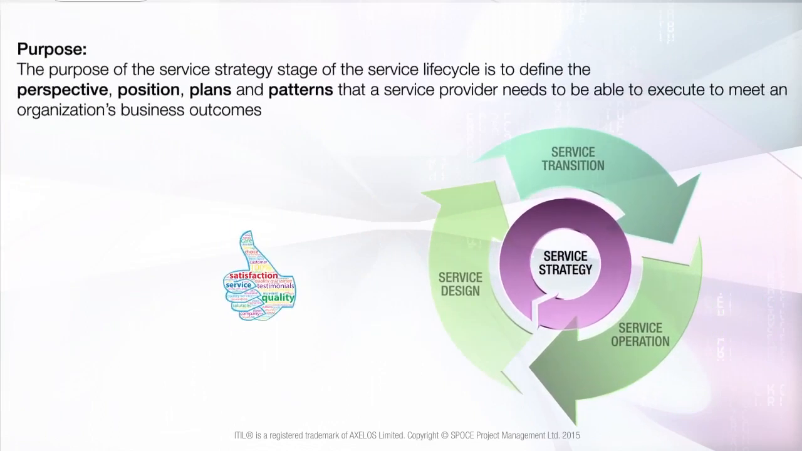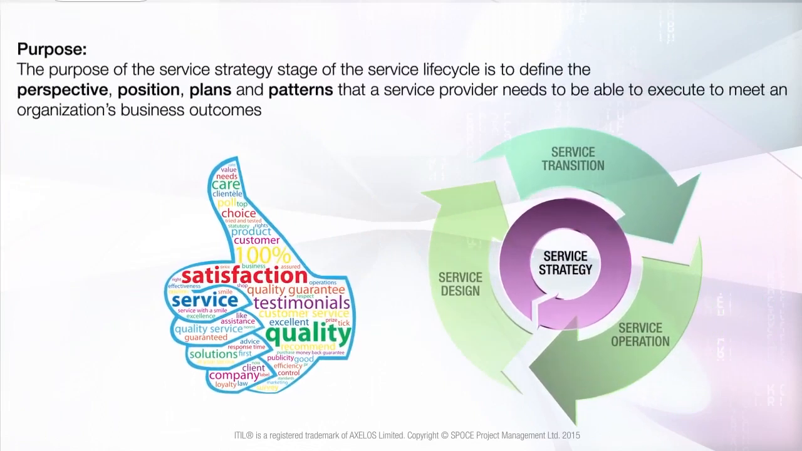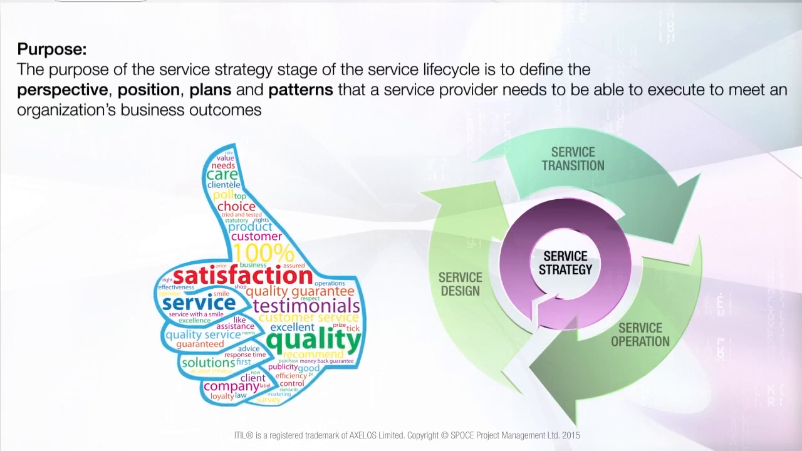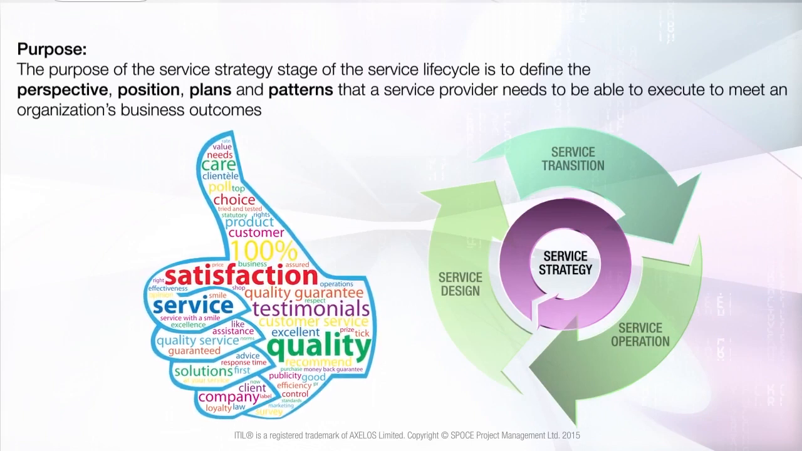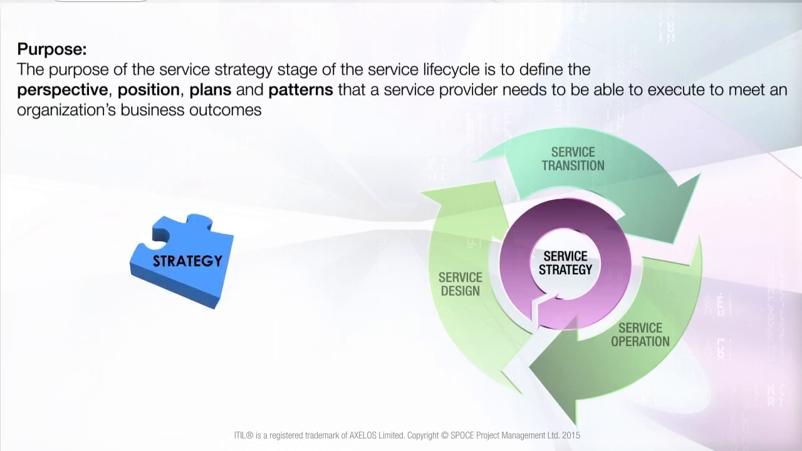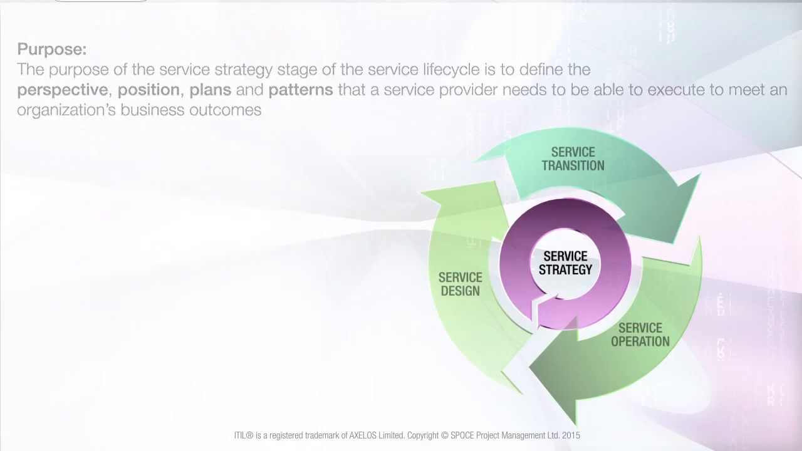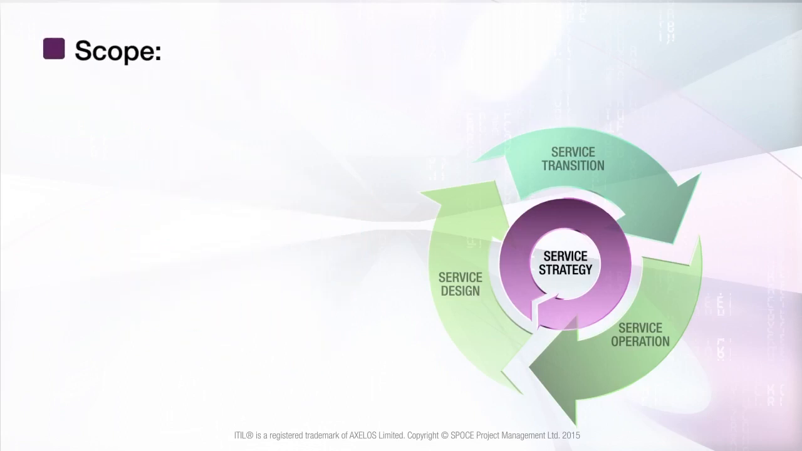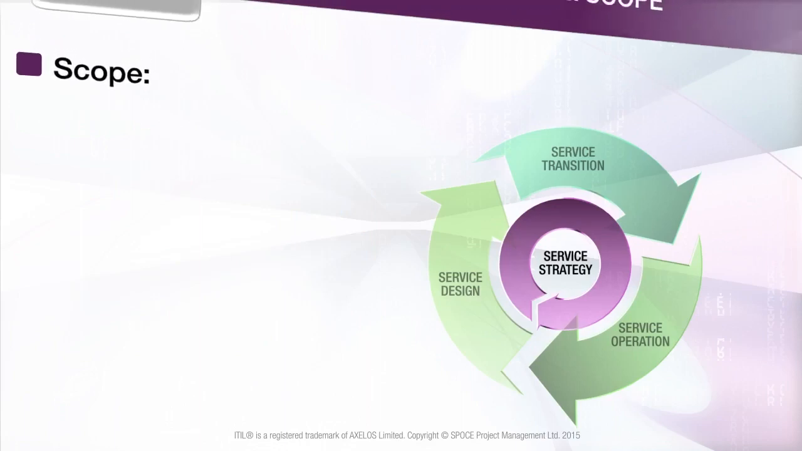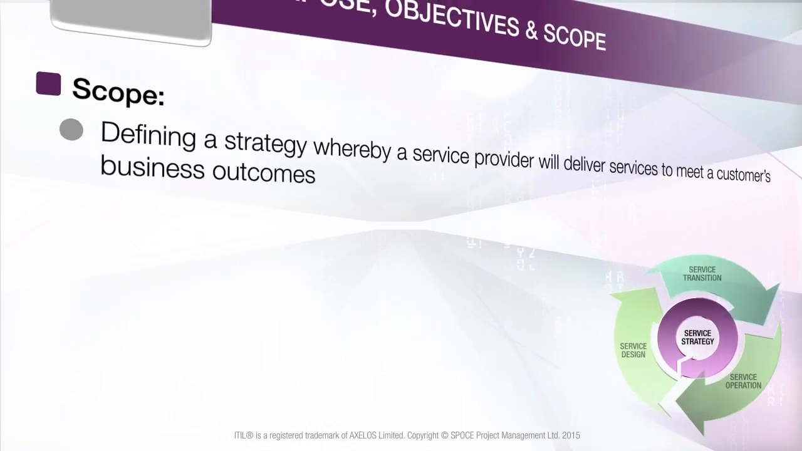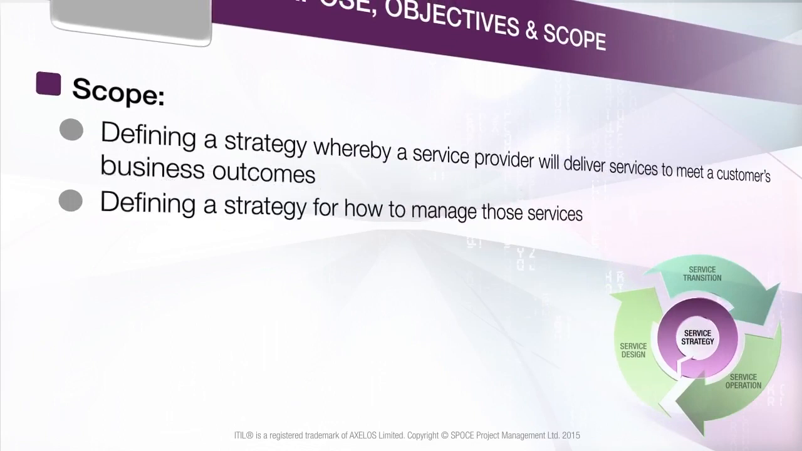Each element that is defined within this stage of the life cycle will enable a provider to be more proactive and controlled in their service provision activities and less reactive. In essence, this life cycle stage discusses how an organisation can think and act more strategically. Service strategy is concerned primarily with two key aspects, namely, being able to define a strategy whereby a service provider will deliver services to meet a customer's business outcomes, and define a strategy for how to manage those services.